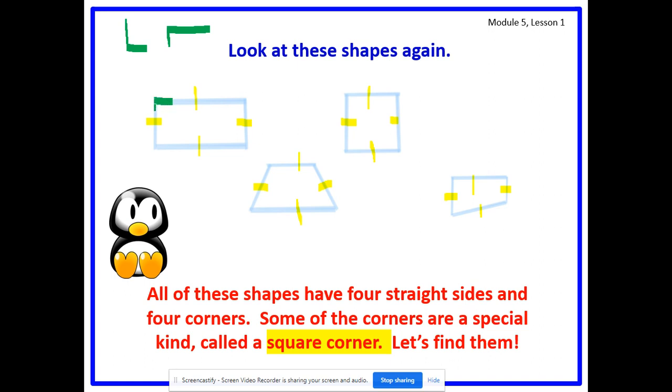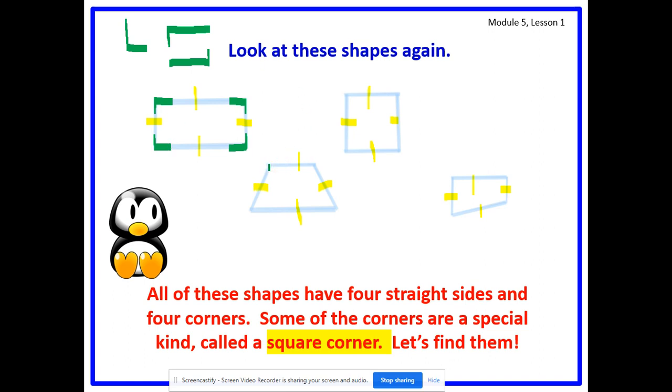So here, can we make an L? Yes, so this shape has an L-shaped corner. Let's check the other corner. Can we make another L? Yes. How about this side? Is it an L? Yes, it's just facing differently, right? Like this. How about for this side? Can we make an L? Yes, these are our L-shaped corners.